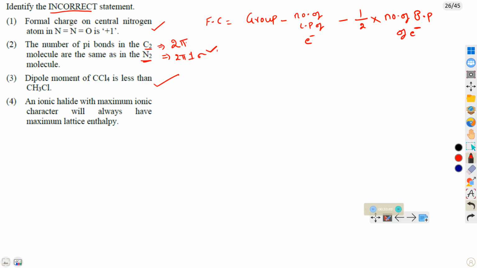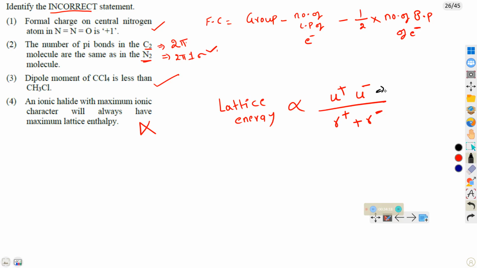An ionic halide with maximum ionic character will always have maximum lattice enthalpy. Wrong. Lattice energy is directly proportional to the charge of cation and charge of anion, and inversely proportional to the radius of cation and radius of anion. U represents charge, R represents radius.